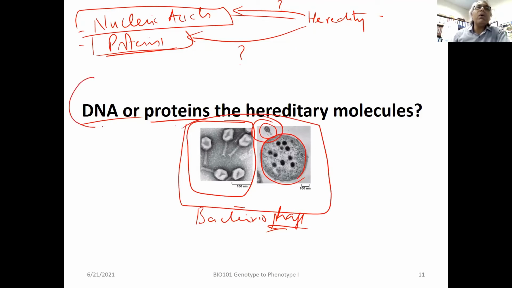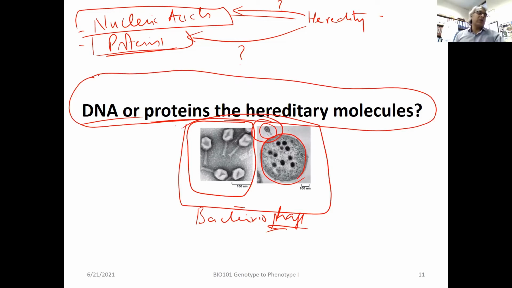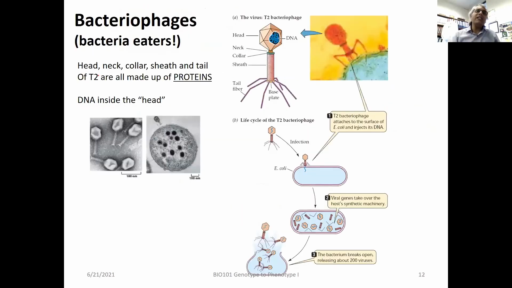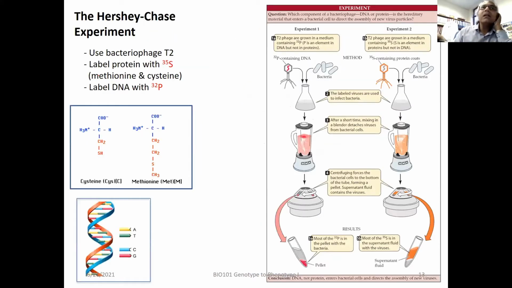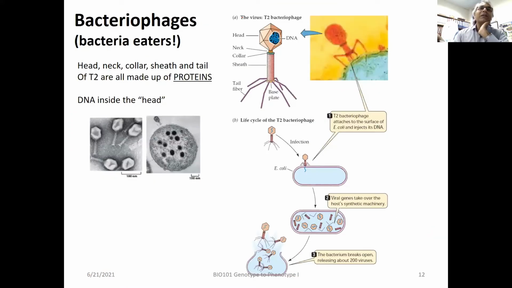Because we want to answer the question: which molecule, DNA or protein, is the hereditary molecule, which is responsible for passing on traits from parents to offspring, from mother to daughter cells. Okay, so two very intelligent scientists, Hershey and Chase, came up with a very interesting experiment. They were working with bacteriophages and bacteria.